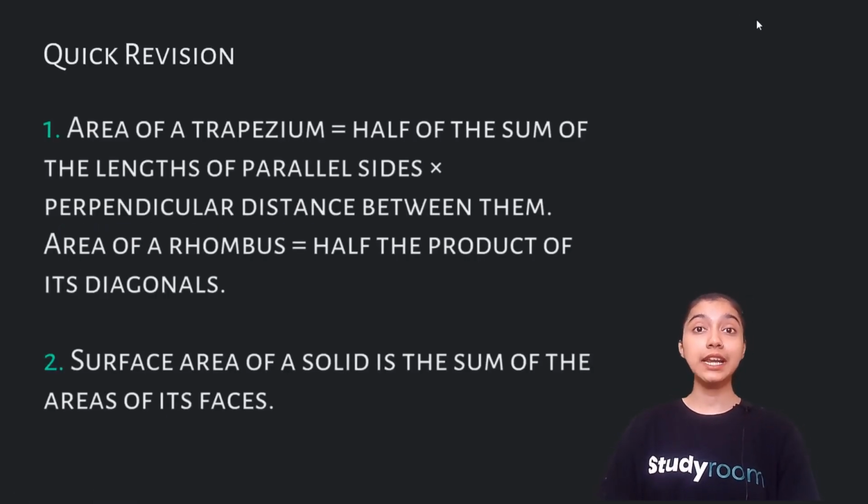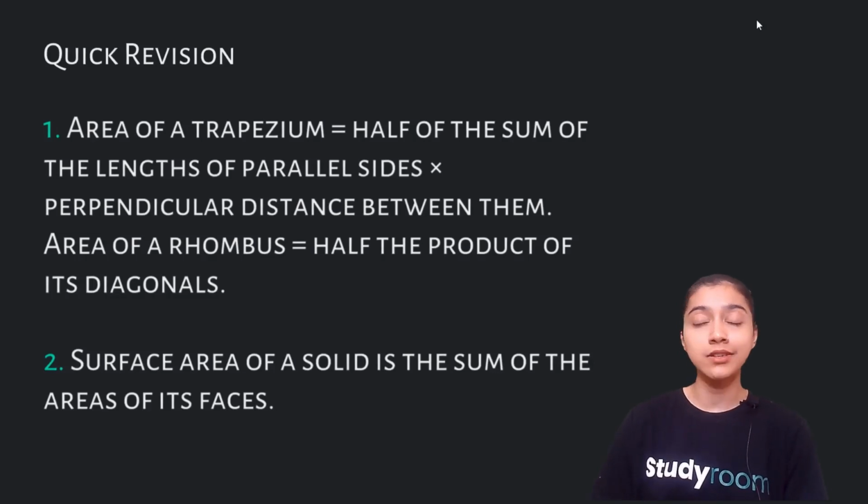The very first thing that I taught you was the area of a trapezium. A trapezium is a four-sided figure, that is a quadrilateral, with two parallel sides and two non-parallel sides. The area of a trapezium is half multiplied by the sum of the parallel sides, multiplied by the perpendicular distance between the parallel sides.